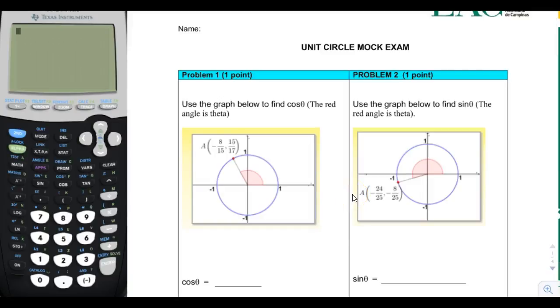These are the solutions for the unit circle mock exam. Use the graph below to find cosine of theta. Use the graph below to find sine of theta. Okay.